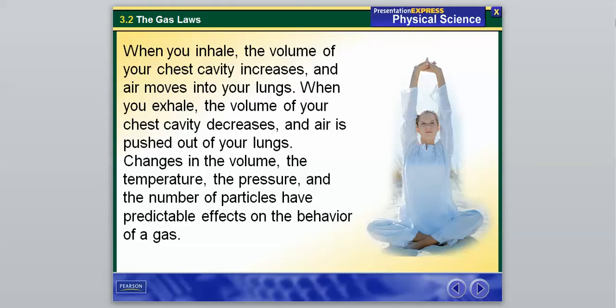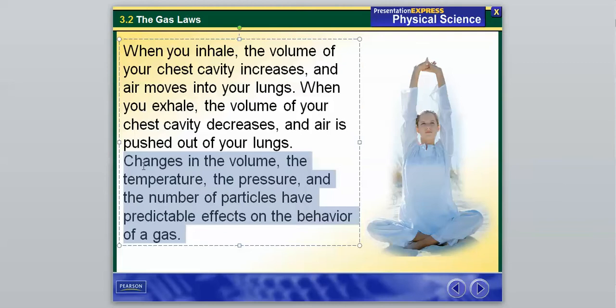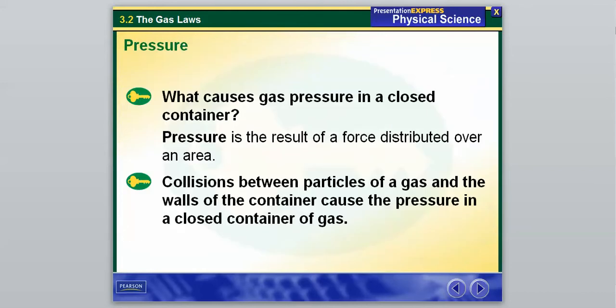So changes in the volume, the temperature, the pressure, and the number of particles have predictable effects on the behavior of a gas. And this is really what this video is going to focus on: how volume, temperature, and the number of particles affect the pressure inside a container of gas. To start, we're going to talk about what causes gas pressure in a closed container. That's going to be our focus.